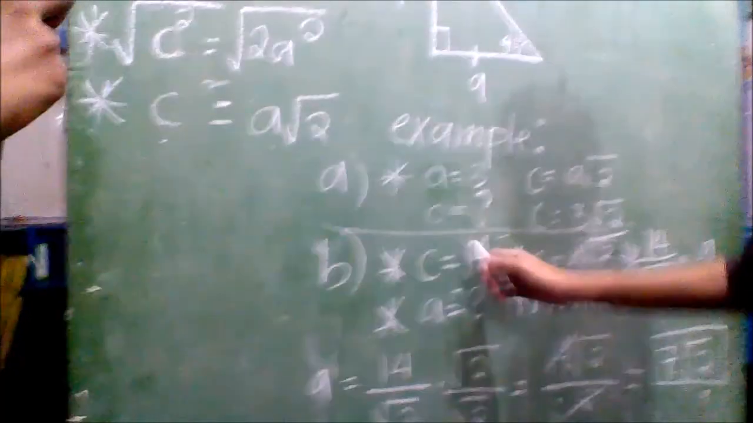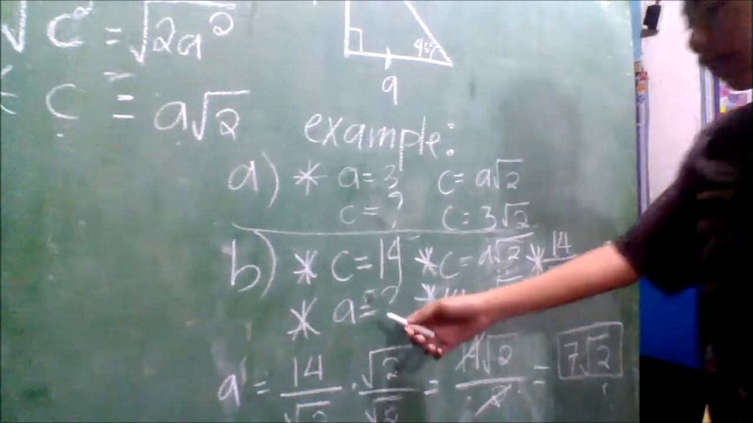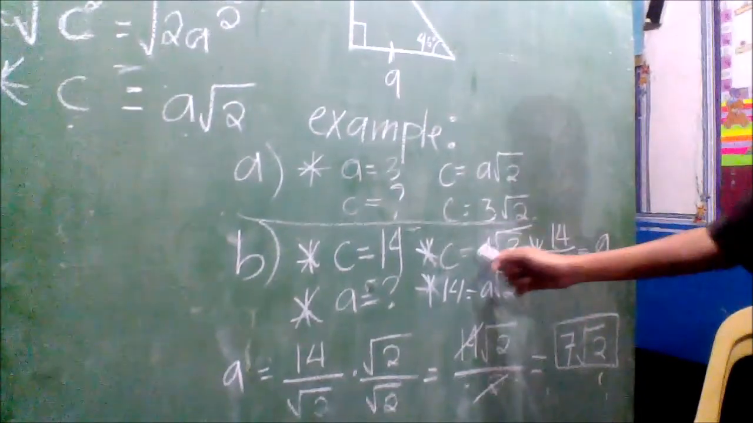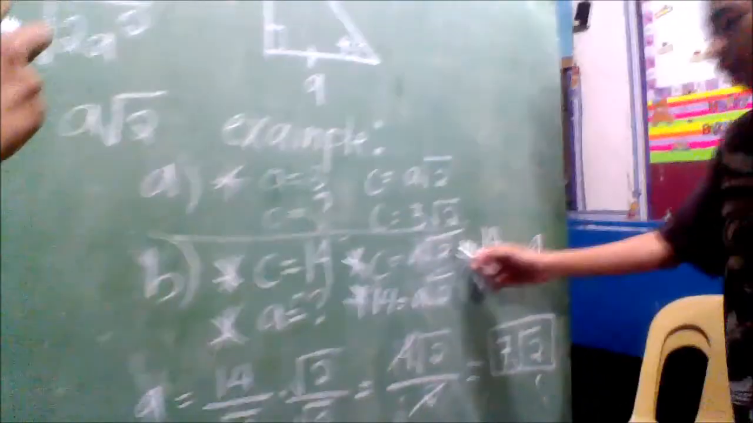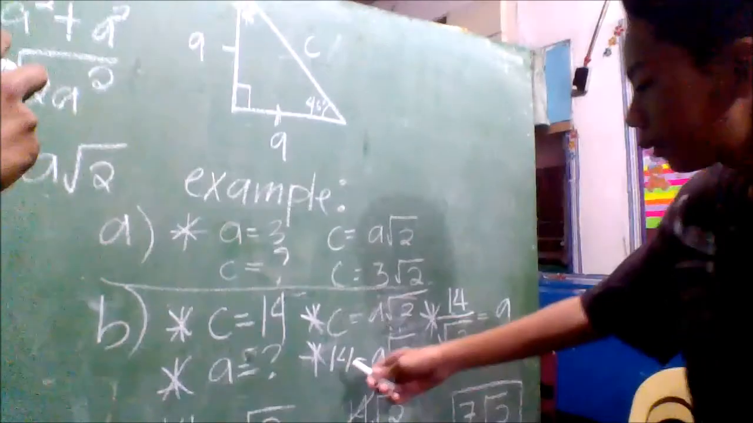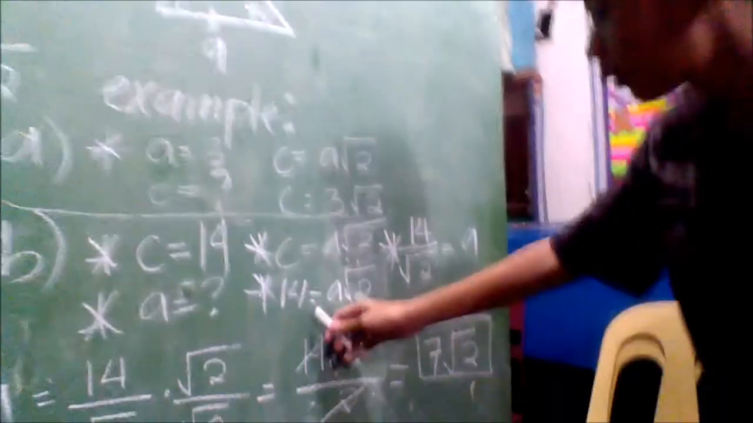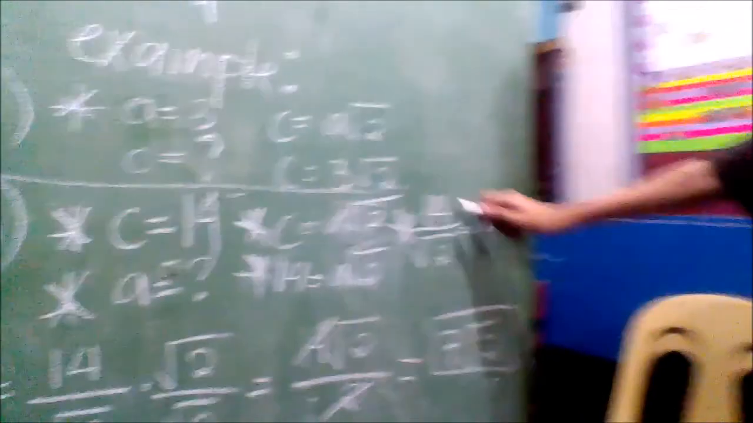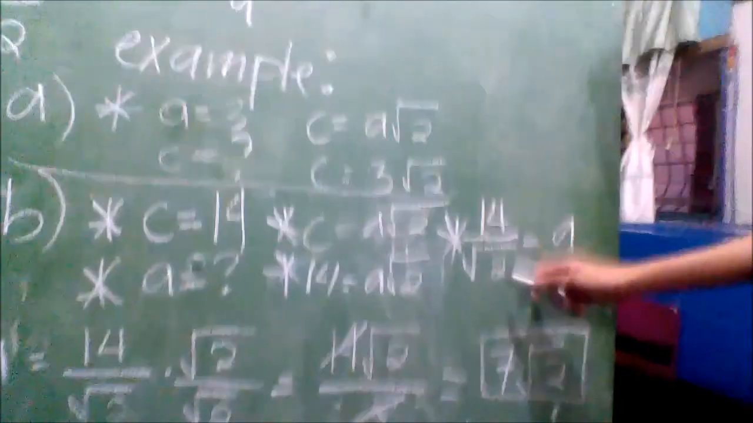C is equal to 14 and now the unknown is A. The formula is C is equal to A square root of 2. Substitute. 14 is equal to A square root of 2. Then 14 over square root of 2 is equal to A.